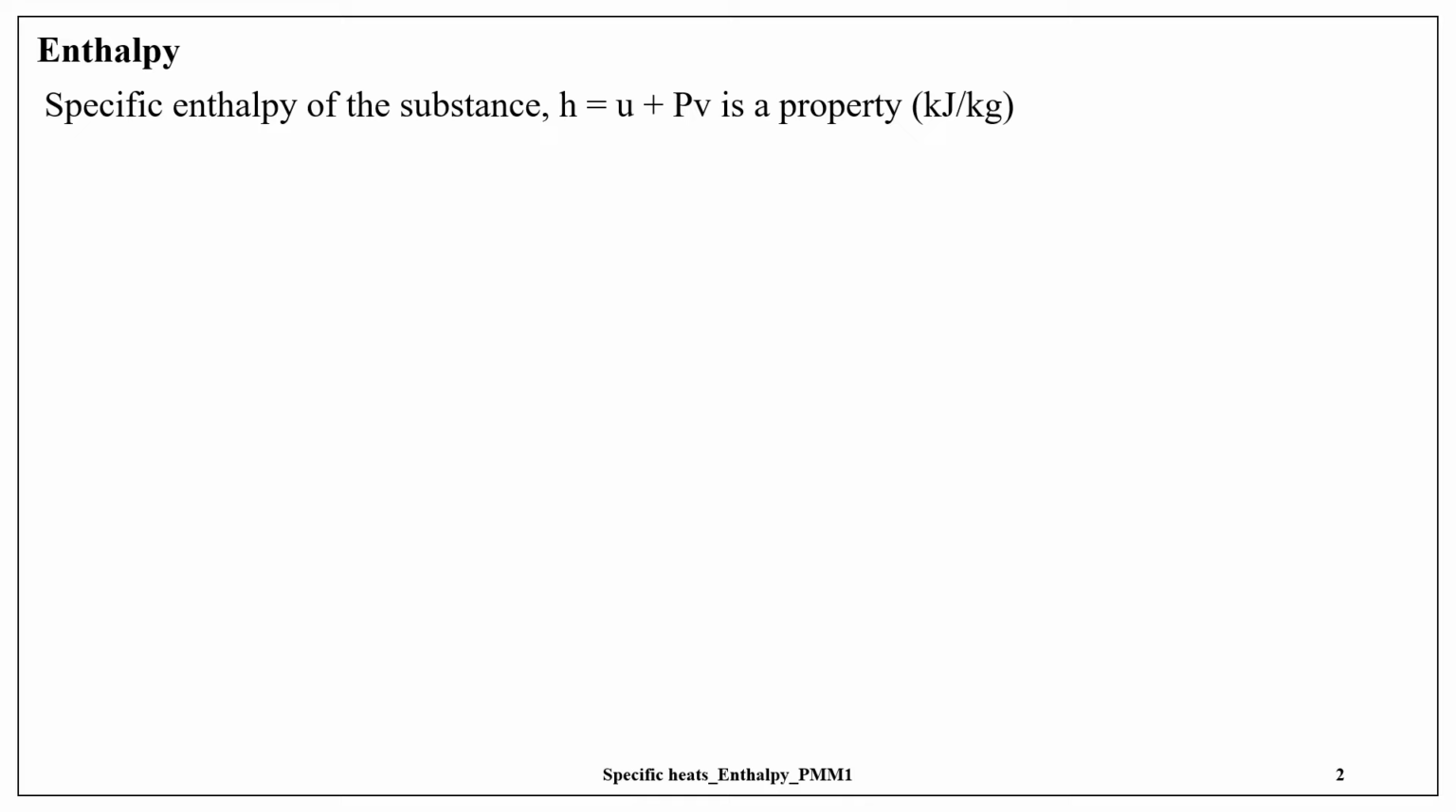It is a property of the system, of course, an extensive property. Therefore, we can define specific enthalpy of the substance, denoted by symbol h, is equal to u plus Pv. The unit of specific enthalpy is kilojoules per kilogram.